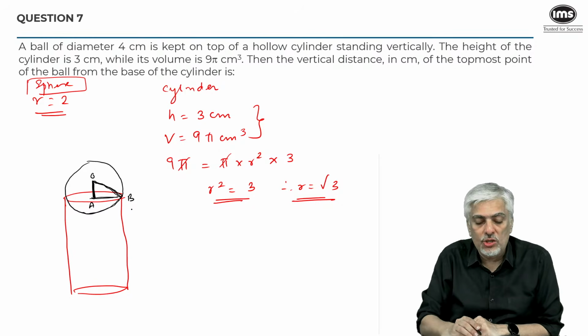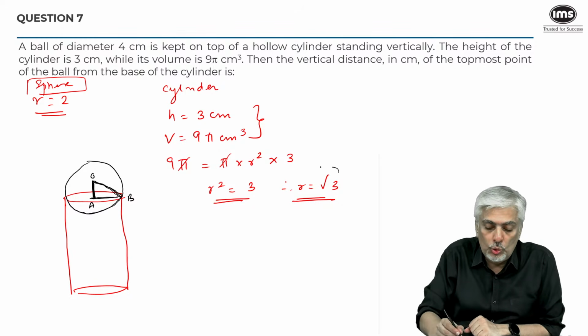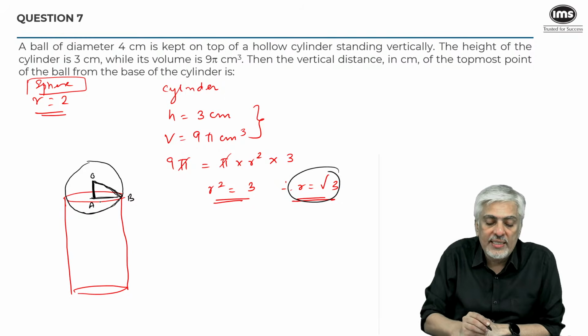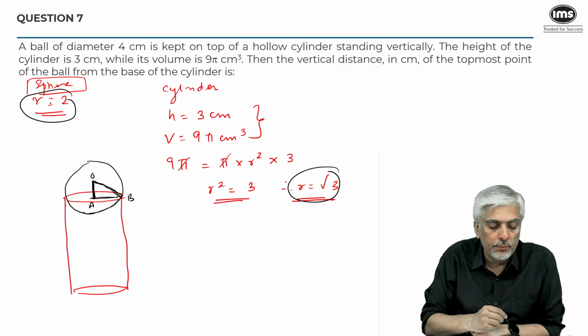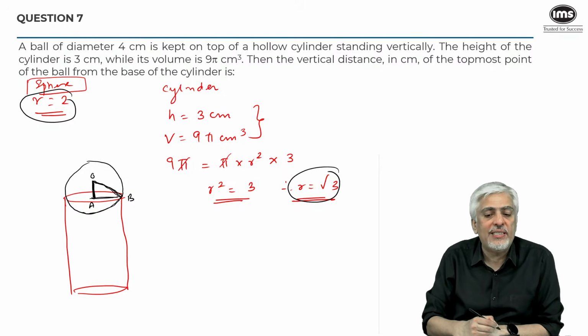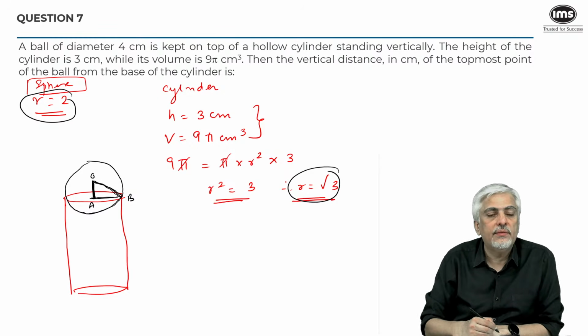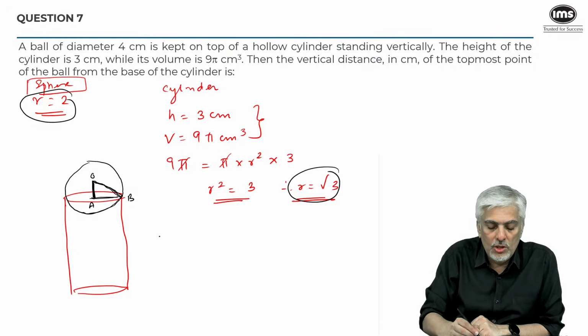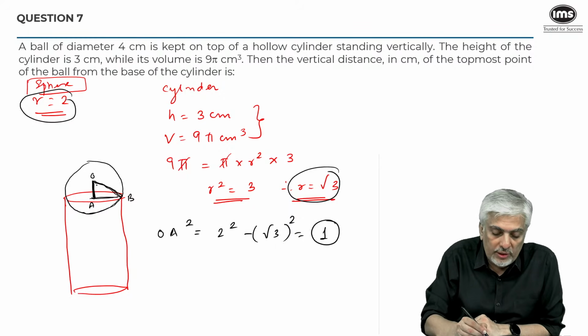AB is the radius of the cylinder, which is root 3. OB is the radius of the sphere, which is 2. No, it is not the same. Why will it be same? So I'll get OA square is 2 square minus root 3 square. 4 minus 3 is 1. So this distance is 1.